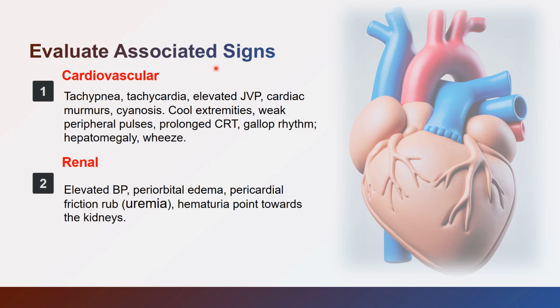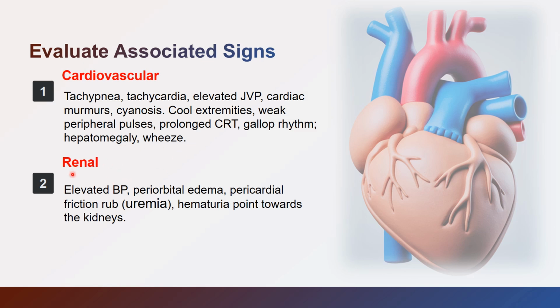So after taking the symptoms, you have to evaluate the associated signs. In the cardiovascular system, the associated signs will be tachypnea, tachycardia, elevated JVP, cardiac murmurs, cyanosis, cool extremities, weak peripheral pulses, prolonged capillary refill time, gallop rhythm, hepatomegaly, wheezing.